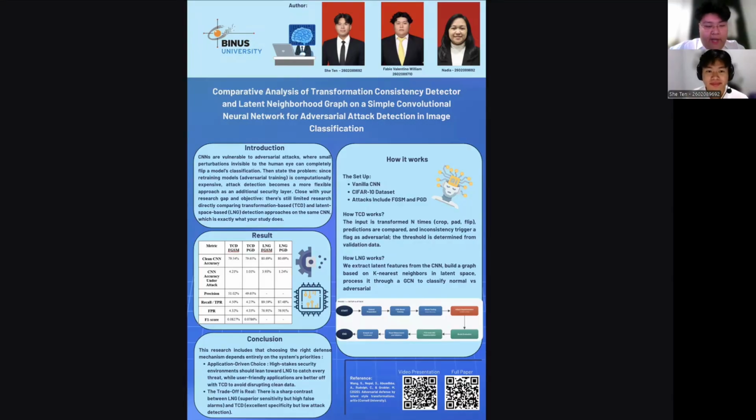And today we'll be explaining our research with the title Comparative Analysis of Transformation Consistency Detector and Latent Neighborhood Graph on a Simple Convolutional Neural Network for Adversarial Attack Detection in Image Classification.